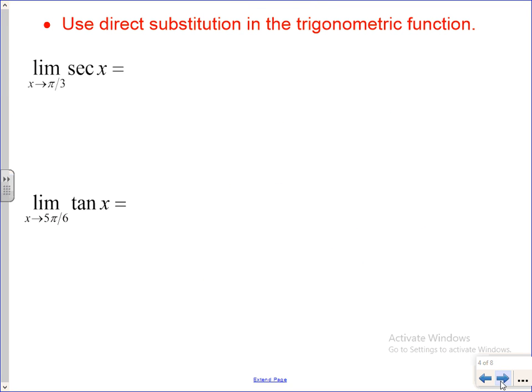Trigonometry. We can use direct substitution to evaluate trigonometric limits. Here is one time out of many where your knowledge of the unit circle will come in handy.